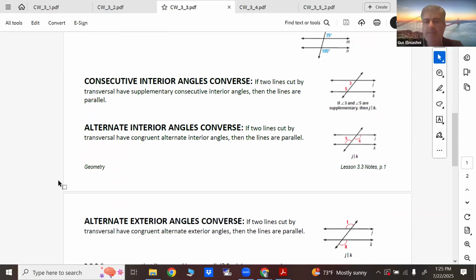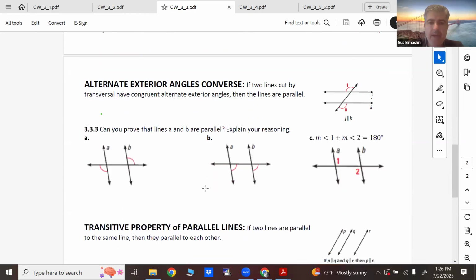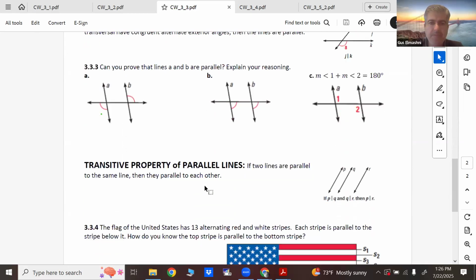Yeah, so consecutive interior angles. Obviously if those add up to 180, they are supplementary, so you have parallel lines. We're going to be doing some proofs in a little bit. Those are going to be parallel if the alternate interior angles are the same. If the alternate exterior angles are the same, they're going to be parallel. So it's kind of a repeat. So that's a yes. That's a yes.